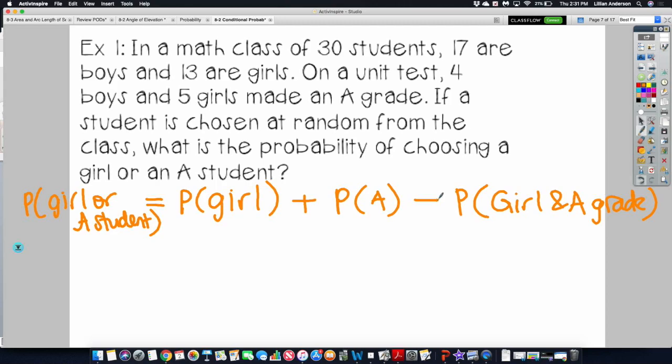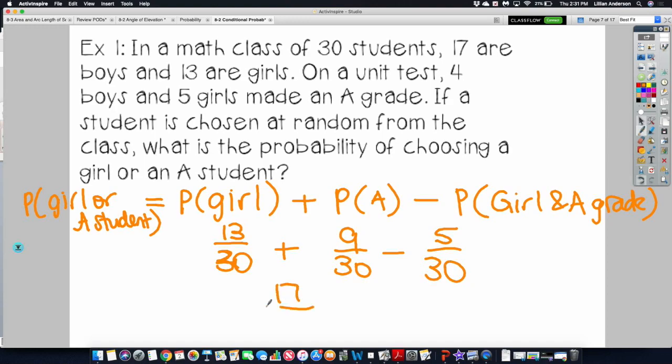How many were girls? 13 out of 30. How many were A students? 9 out of 30. How many of them were girl A students? 5 out of 30. So this is how you set it up using the addition rule. 13 out of 30 plus 9 out of 30 minus 5 out of 30, which is a total of 17 out of 30. Can I reduce that? Does this make sense? Okay.